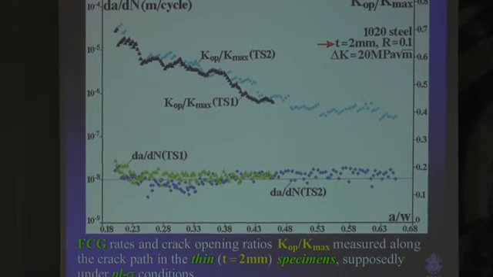We maintained delta K constant. However, there was a huge change in the opening load. The opening load started at almost 70% of the maximum load and ended at about 0.3 or 0.4. So the delta K effective has changed a lot during the propagation of the crack. However, the fatigue crack growth rates remained constant. This was for the thin specimens, where the cracks were propagated under plane stress conditions.